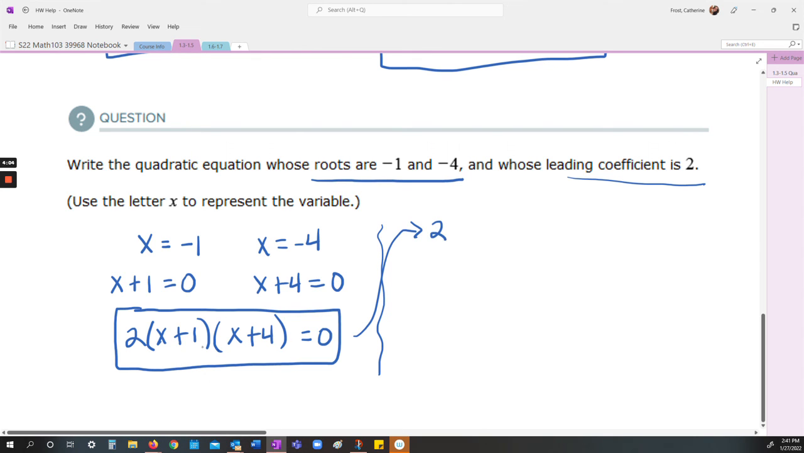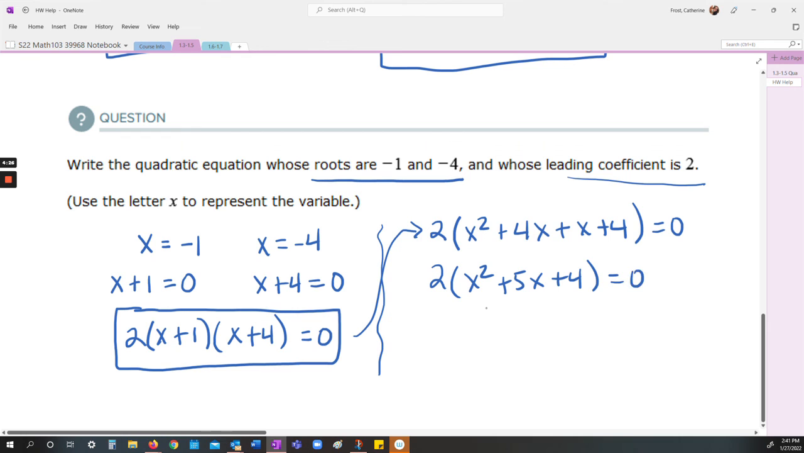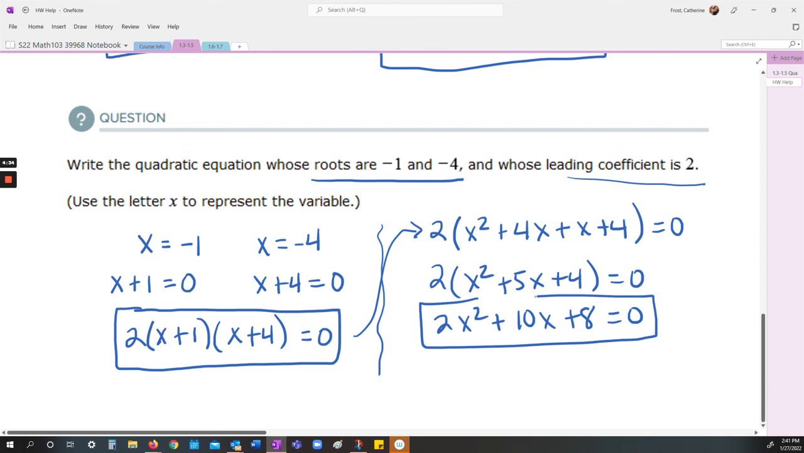So I think it's easier to let the 2 hang out and do this foiling first, multiply these 2 factors first. So x squared plus 4x plus x plus 4 equals 0. So then 2, x squared plus 5x plus 4 equals 0. So then 2x squared plus 10x plus 8 equals 0. And there we have it.